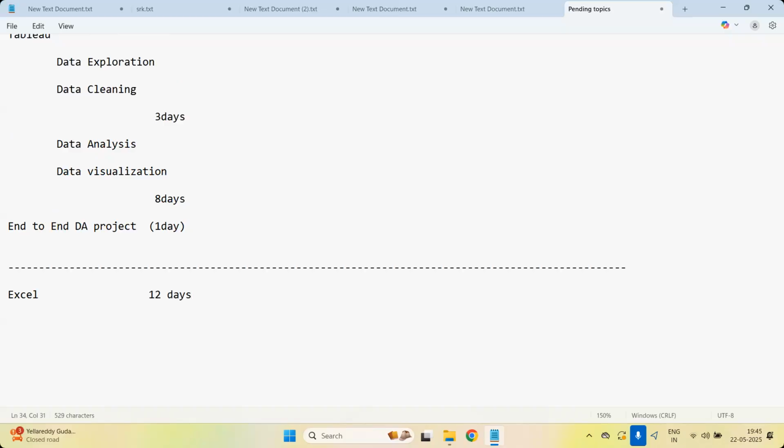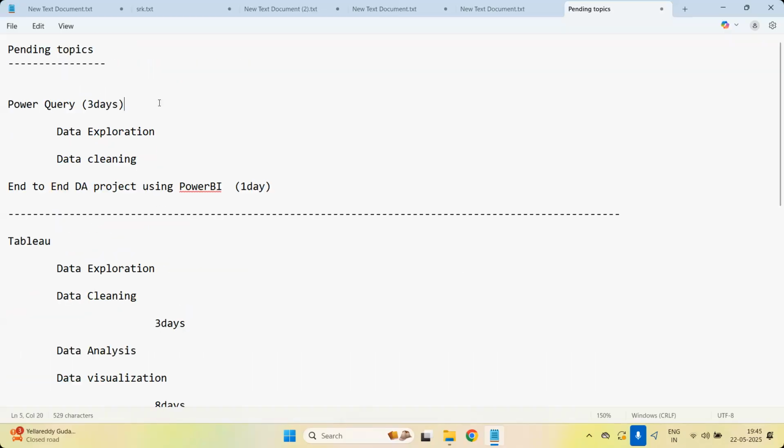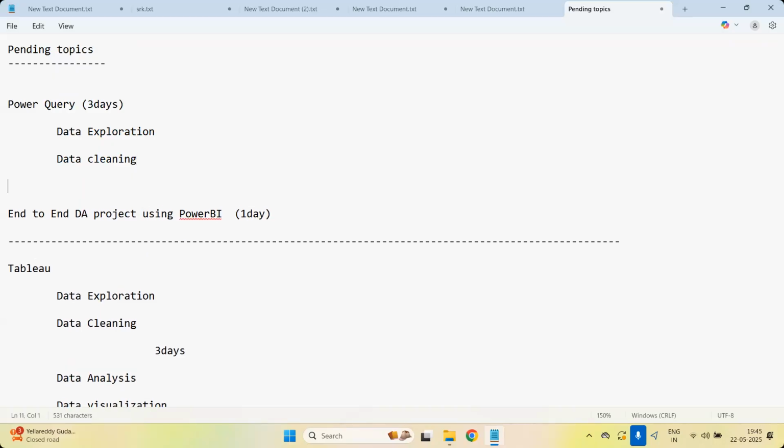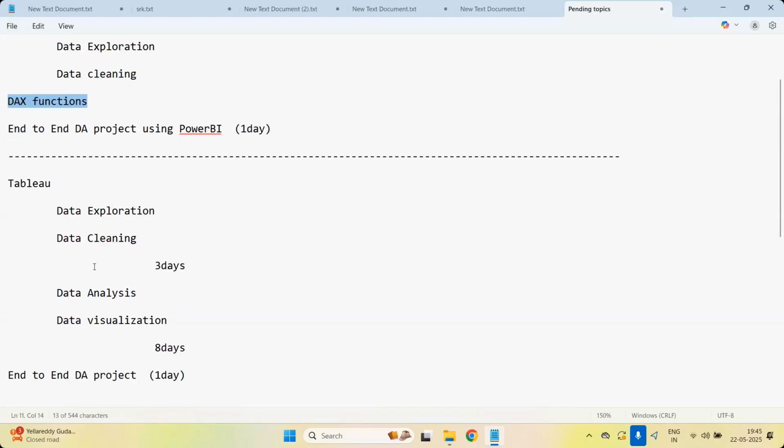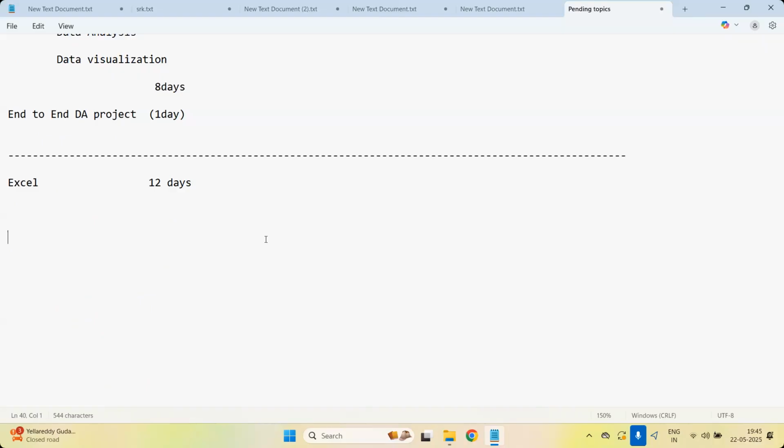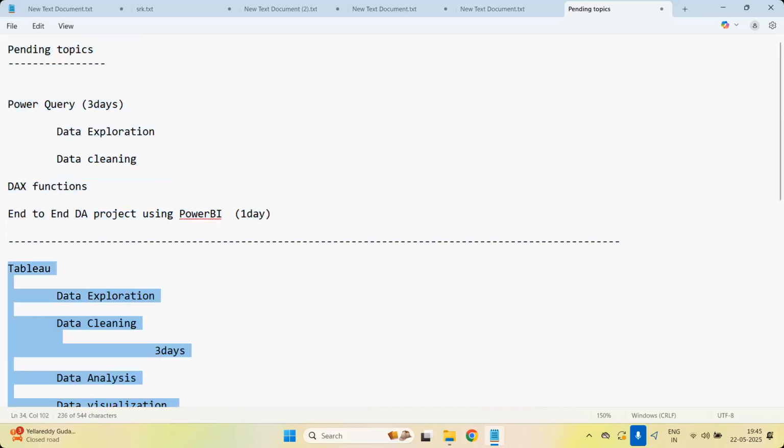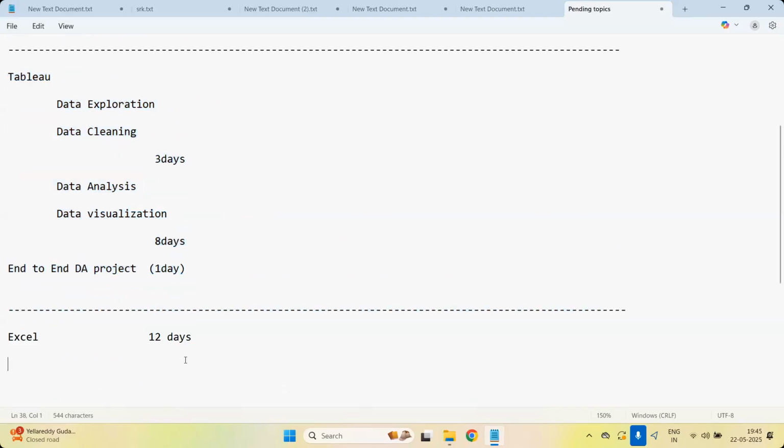Now within Power BI, we call it Power Query. That data cleaning can be completed in 1 day only. It will not even take more than 1 day. But for the remaining 2 days, we are going to do DAX functions. Some DAX functions are available, and I'm going to say now that the same functions are available in Tableau and the same functions are available in Excel. And after completing Power BI, if you go with Excel instead of Tableau, Excel will be easier, because the entire data cleaning in the Excel sheet will be there, right?